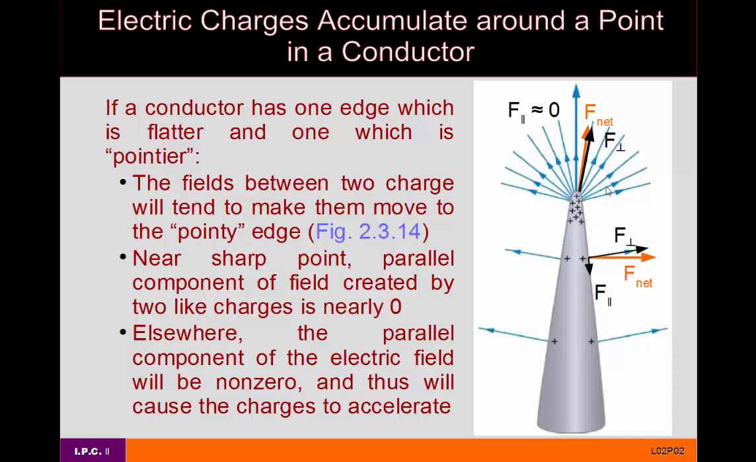And that's just a consequence of the fact that the electric field lines have to be perpendicular to the surface everywhere for a conductor. The parallel component has to be zero, or else the electrons and or holes will tend to move.